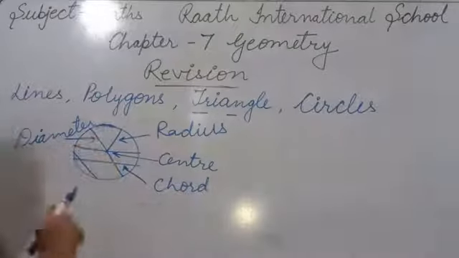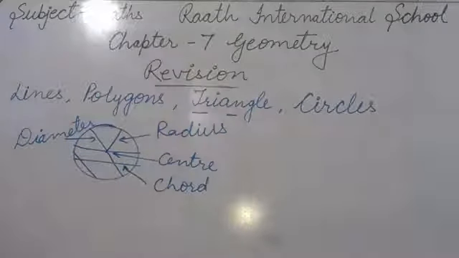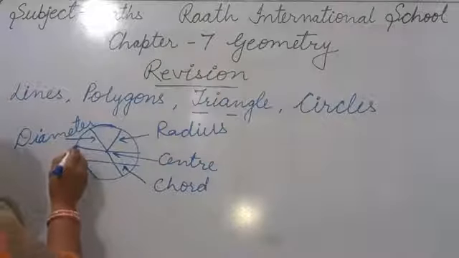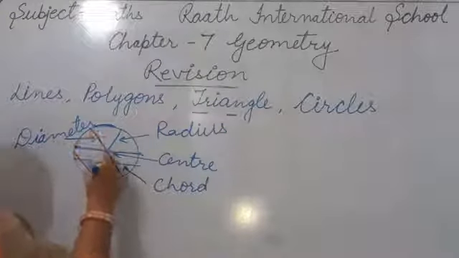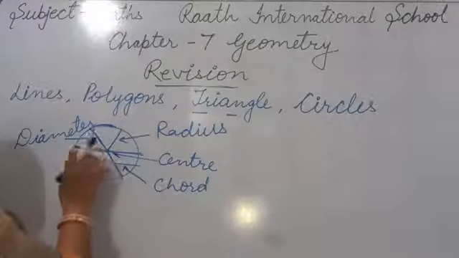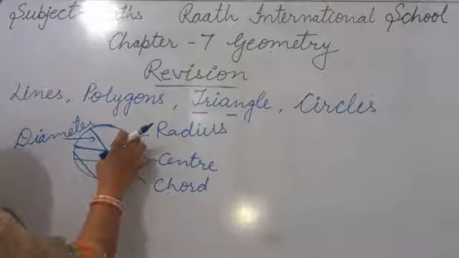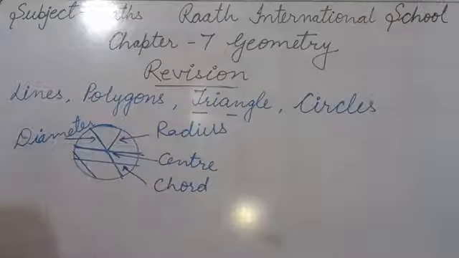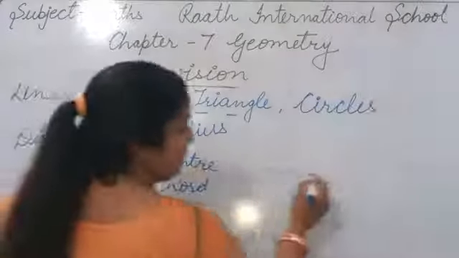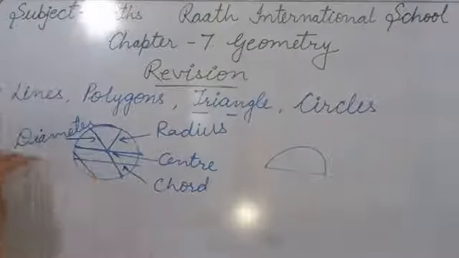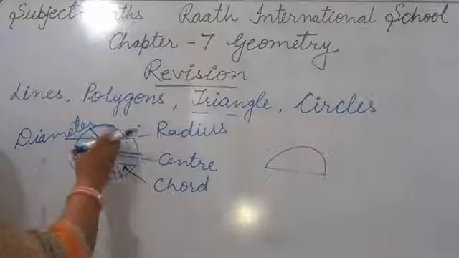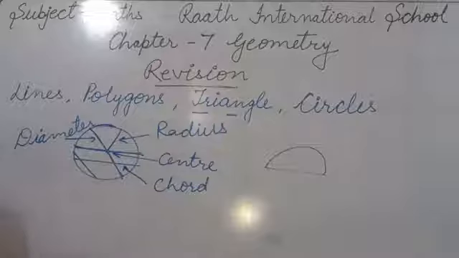Clear? After chord we have semicircle. What is a semicircle? Half of a circle. The diameter divides the circle into 2 semicircles. This is your diameter, this is also a diameter. So it is dividing a circle into 2 equal parts. One is this and one is this. This half part of the circle is known as semicircle. In a circle we have 2 semicircles, one upside, one downside. So half of a circle is known as semicircle.